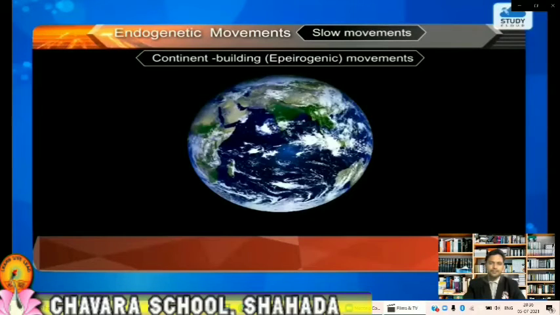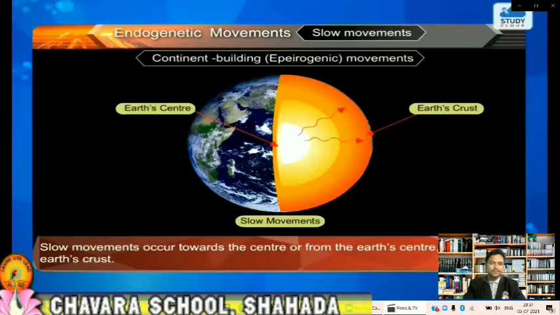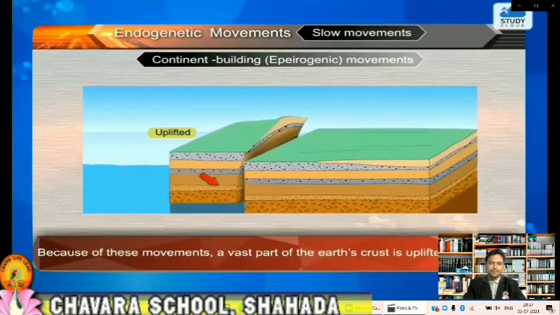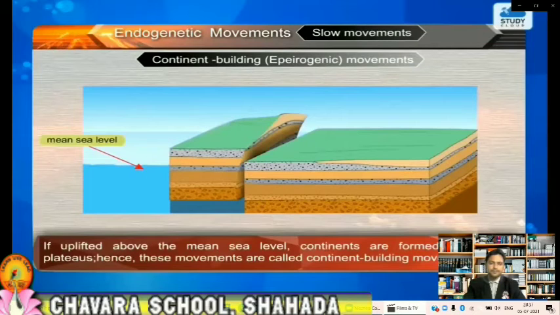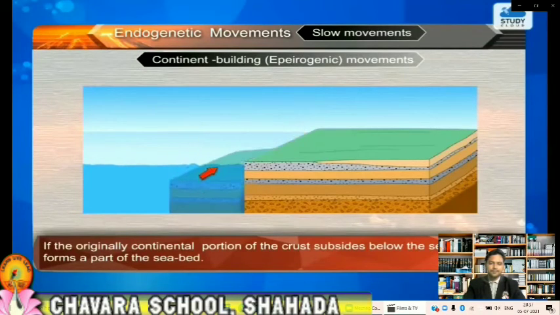Slow movements. B. Continent building. Epeirogenic movements. Slow movements occur towards the center or from the Earth's center towards the Earth's crust. Because of these movements, a vast part of the Earth's crust is uplifted or subsides. If uplifted above the mean sea level, continents or extensive plateaus are formed. Hence, these movements are called continent building movements. If the originally continental portion of the crust subsides below the sea level, it forms a part of the seabed.